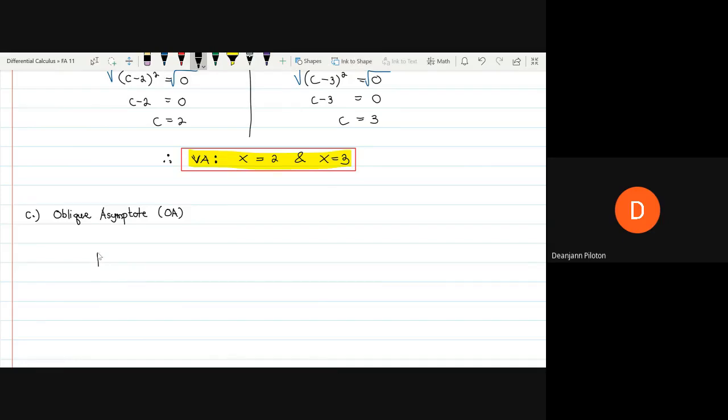Let's take note that this is the function f of x, the given at the top. The given can be expressed as equal to u of x plus r of x over d of x, where r of x is a remainder, d of x is the denominator of the function.